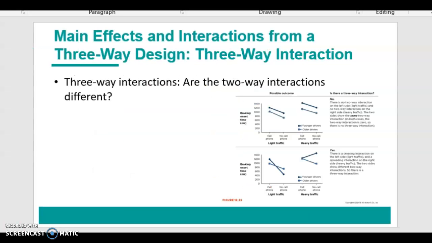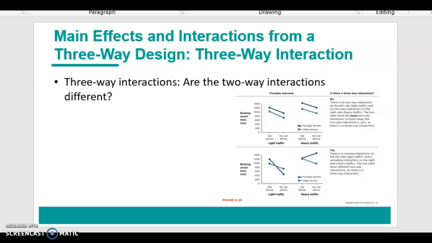So, main effects and interactions from a three-way design. Are the two-way interactions different? So in the cell phone study, the three-way interaction is driver age times cell phone condition times traffic condition, so 2 by 2 by 2. If the three-way interaction is significant, it means that the two-way interaction between two of the independent variables depends on the level of the third independent variable. The difference in differences is different.